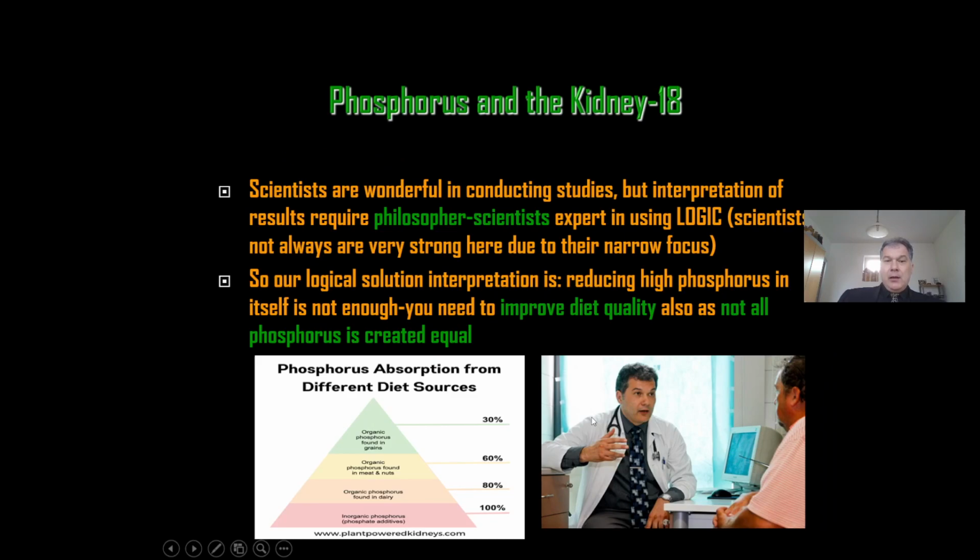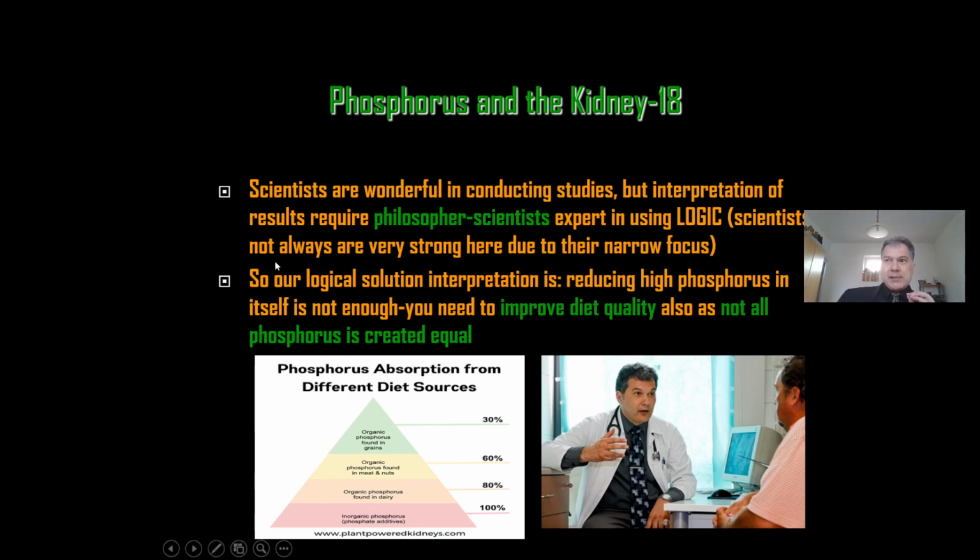So then, we conclude that scientists are wonderful in conducting studies, but the interpretation of the studies is not always entirely of a wide perspective. You focus a little too much on these things. So you might need a philosopher scientist to help you interpret these results using logic, because philosophers have a wider perspective and are more used to using logic with a wider perspective.